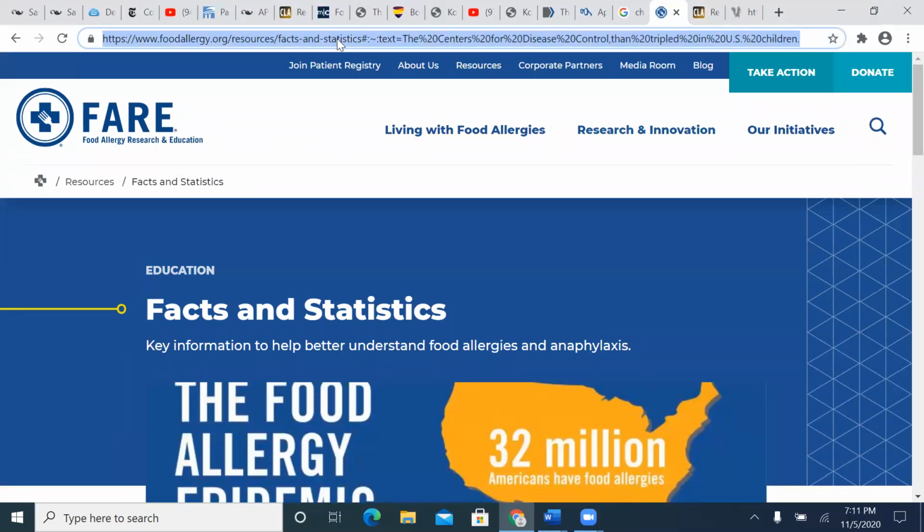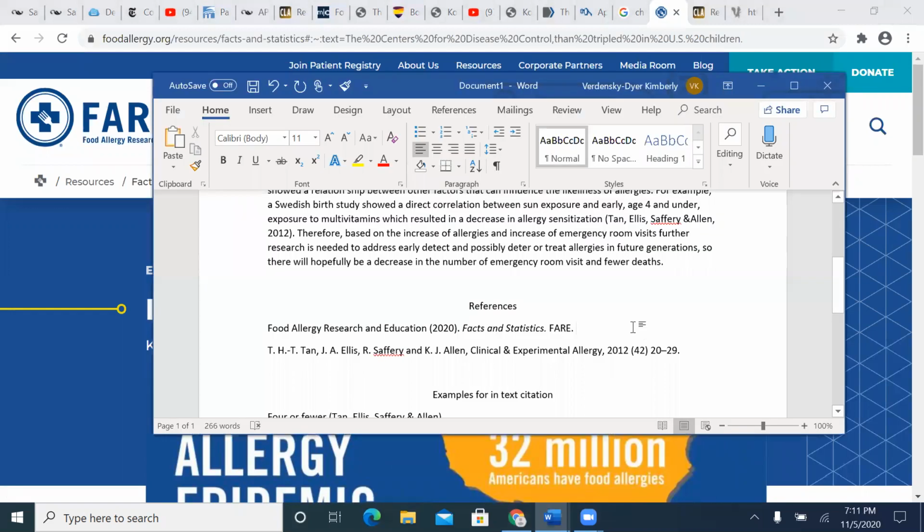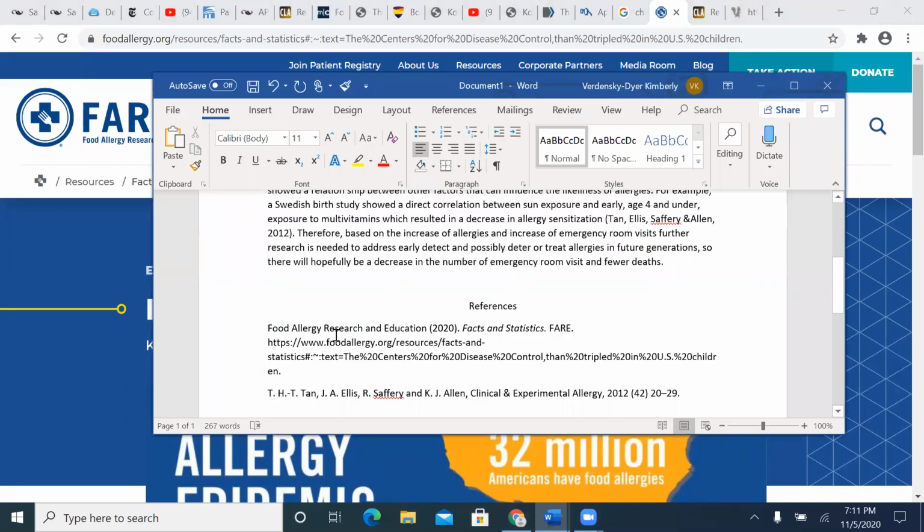I'm going to do a Control-C. I'm going to go one more time back to my document. And now Control-V. Now notice how it jumped that down to its own line. With formatting, you do want to try to trick it and get everything in the hanging indent format if possible. I realize sometimes it's hard, but a lot of the times you can trick it.